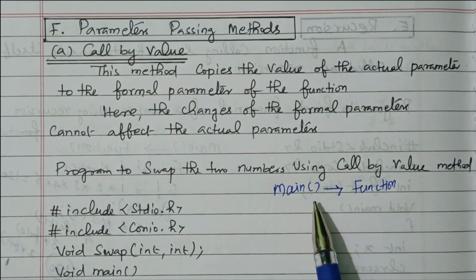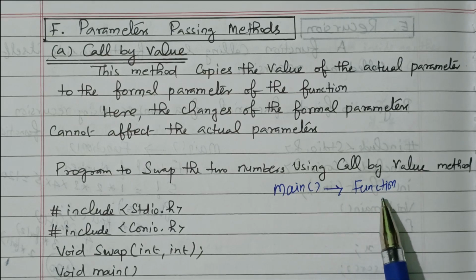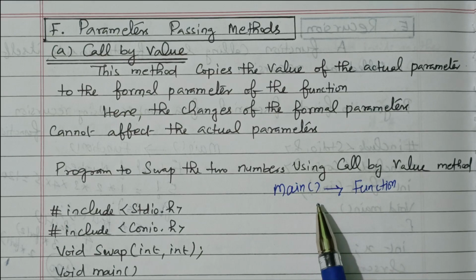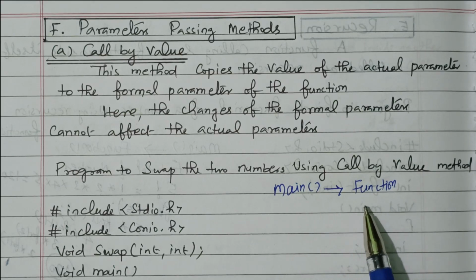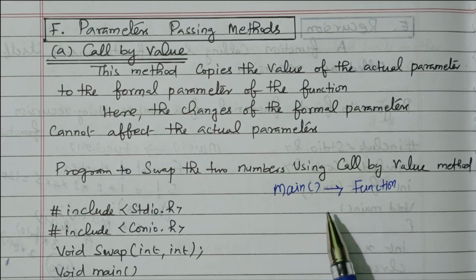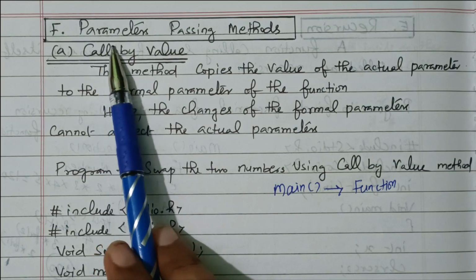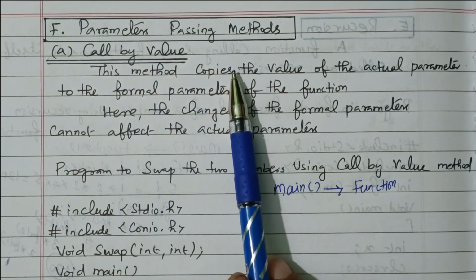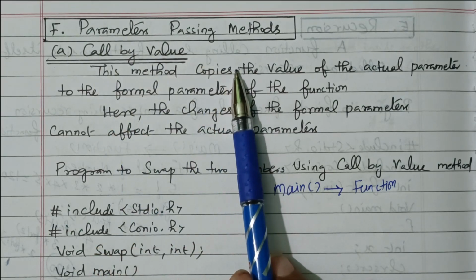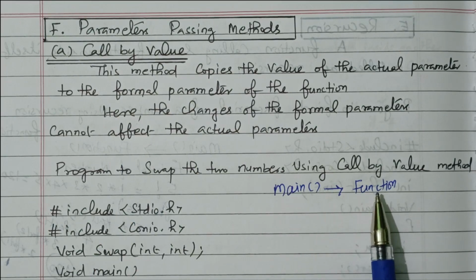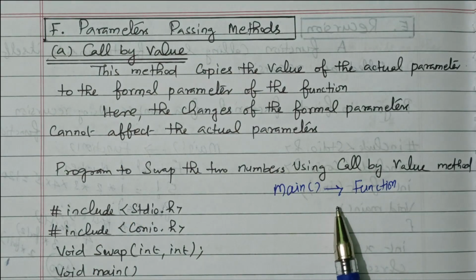While calling the function, we can send parameters to the function, or the function can return a value. We can send parameters, or we need not send them. Similarly, the function can return a value, or not return a value. Accordingly, 4 types are available. So this is the concept of main program and function. In this, how are we passing the parameters? What are the methods available for passing parameters from the main program to the function? That we are going to discuss.